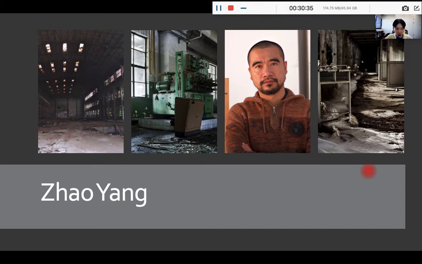Here, you will see this is Zhao Yang, and these are the pictures he has taken. Those places look quite scary, don't they? So this is an abandoned hospital, and this is, I believe, an abandoned factory. Okay, so do these places fascinate you? If they do, you might check out Zhao Yang's blog to see how this kind of trip can be done.